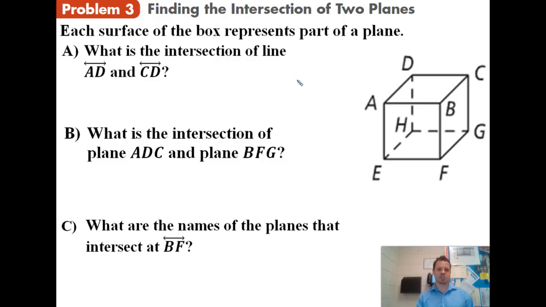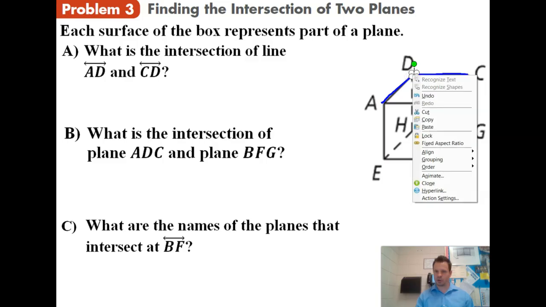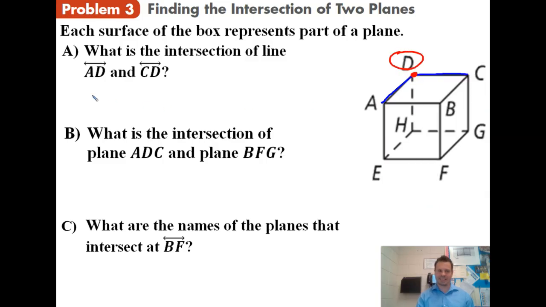Part A asks, what's the intersection of line AD and CD? Now we just said that when 2 lines intersect, they intersect at a point. So let's trace these out here. I've got AD in the upper left and CD on the top back. And the point they intersect at is going to be this corner here, in other words, point D. D would be my answer for that one. Now I suppose with this one I can cheat. I can see that D is in both these lines' names. That's how I know that D is the answer for that one.